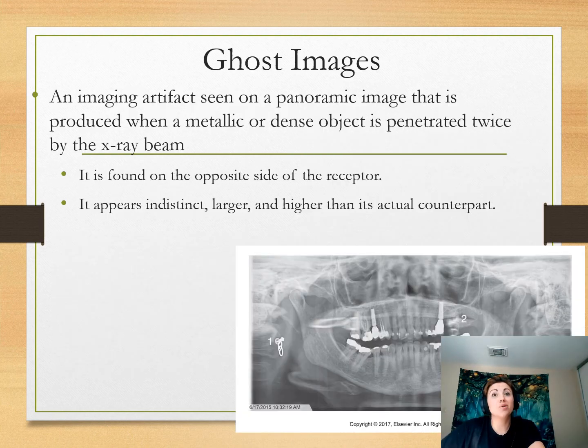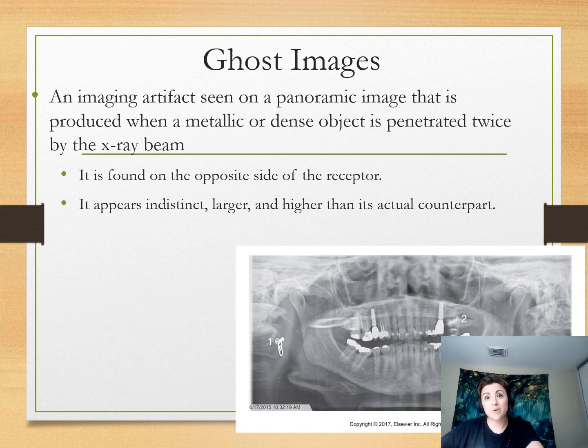All right, so back to ghost images. Earrings would show up as ghost images, and it's anytime an imaging artifact is seen on a panoramic image that is produced when a metal or a dense object is penetrated twice by the X-ray beam. Sometimes it's found on the opposite side of the receptor, and it can appear indistinct, larger, and higher than its actual counterpart, which means it just looks different from how it really is. And a lot of the time it will show up in an area that it is not actually in.